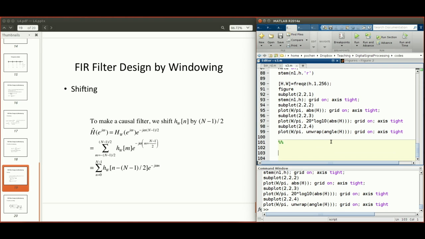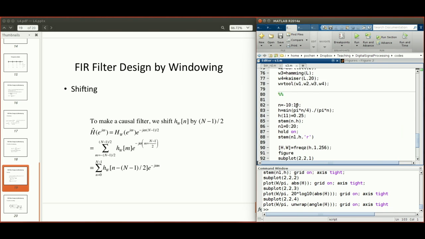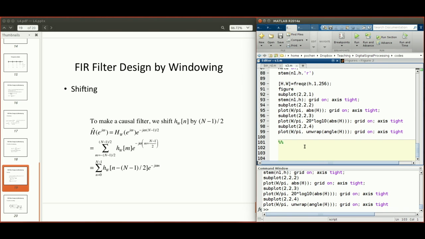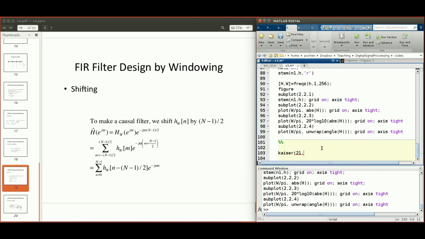Now let's try a different kind of window. We tried a boxcar, but now let's try a smoothed, tapered window, and the window that we're gonna try is Kaiser. How many points do we want? It depends upon the length of H. H has 21 points, so we're gonna use 21. Then let's make it smooth by using a bigger beta value. Let's just use 5.